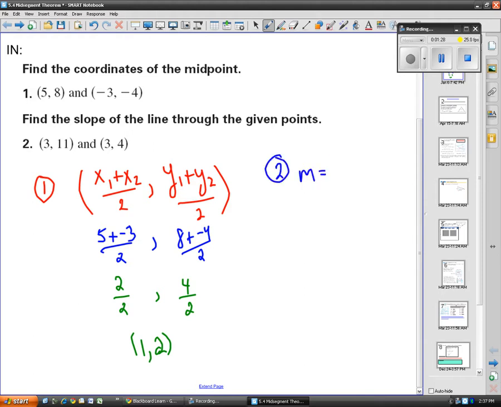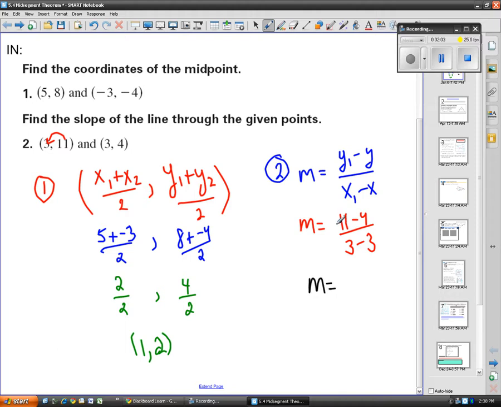For problem number 2, they asked us to find the slope, and the slope formula, if you remember, is y1 minus y2 over x1 minus x2. If I subtract the y's from each other and then subtract the x's and divide them, I will get my slope: change in y over change in x. To find my slope now, I subtract my y's. I like to take 11 and subtract away 4. If I divide that by my x's, since I started with the 11, I have to start with the 3, and 3 minus the other 3.